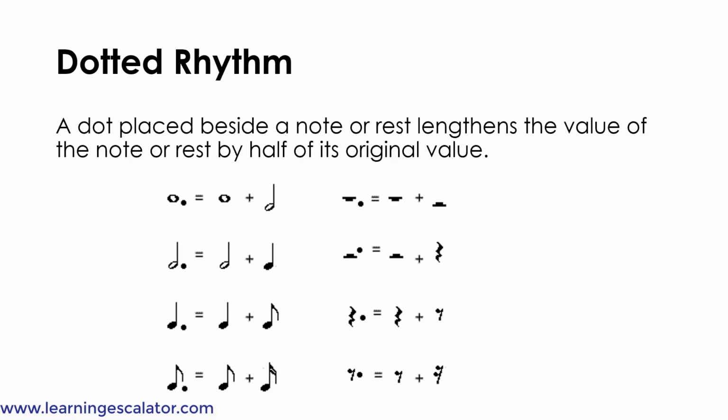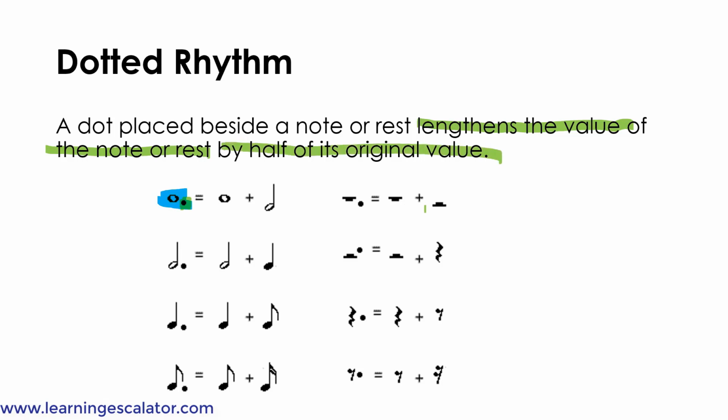Now, dotted rhythm. A dot placed beside a note or rest lengthens the value of the note or rest by half of its original value. So for example, the first note we have over here is the whole note. If you add this dot, you see this dot beside the whole note. The dot means that you have to lengthen the value of the note or rest by half of its original value.